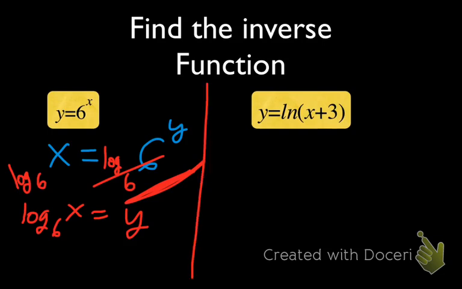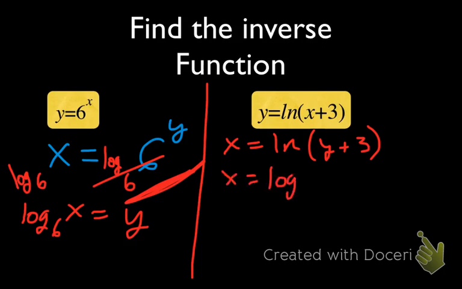The other one. First thing I'm going to do in this one is switch x and y. Let's get that out of the way first. X equals the natural log of y plus 3. Now, the problem here is that I've got that y stuck inside of the natural logarithm. Remember, if we have the natural log, that's the same as the log base e of y plus 3, right? Okay. Now, how do I undo a logarithm? Well, I have to turn it into an exponential.